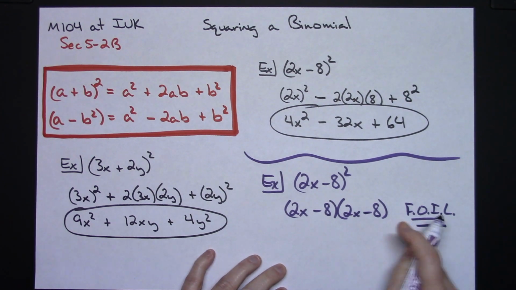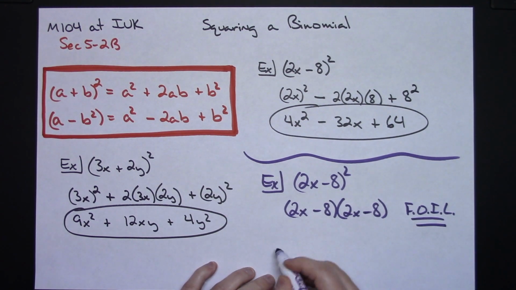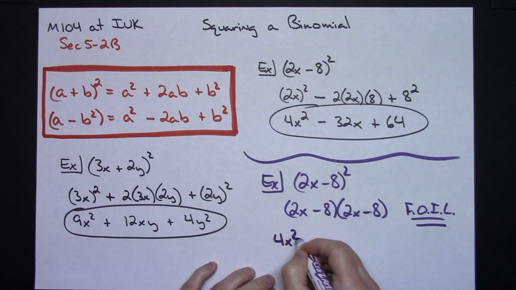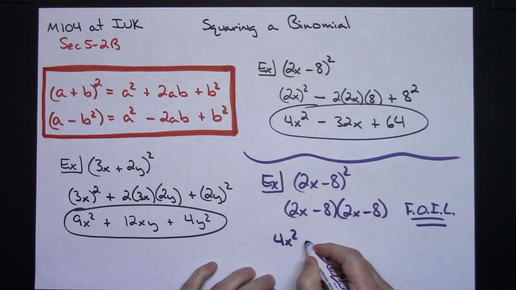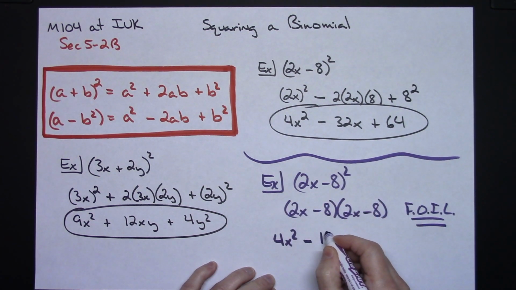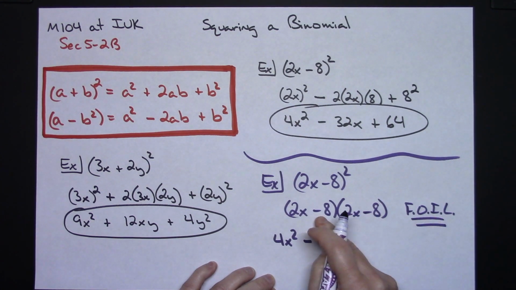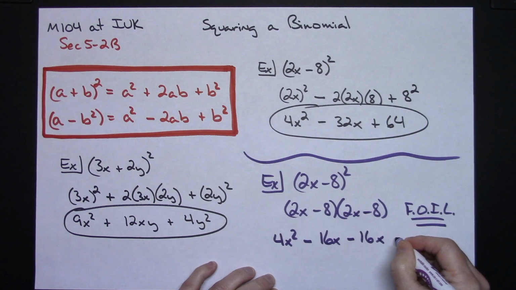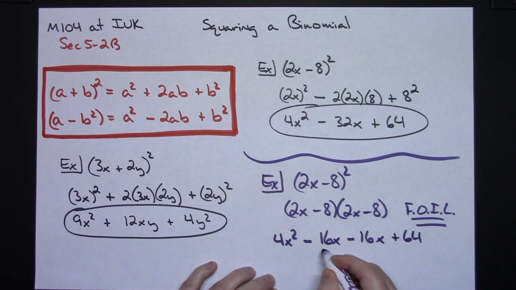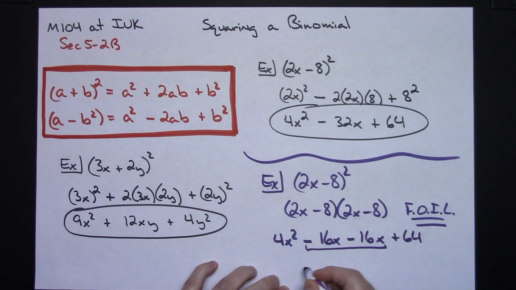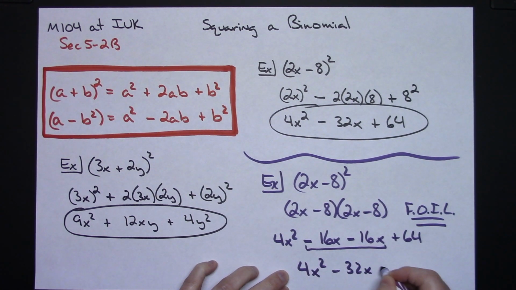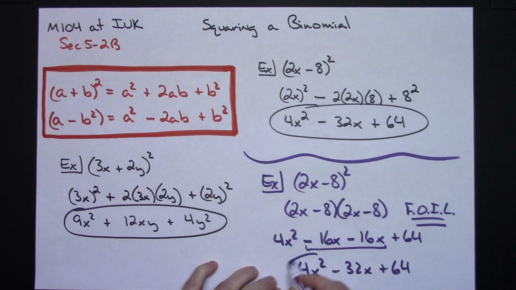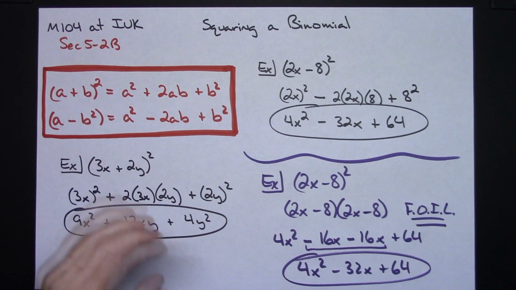Alright, but if I do it in this manner, multiplying the first terms, I'm going to get a 4x squared. Multiplying outside terms, I'm going to get a minus 16x. Inside terms, minus 16x. Last terms, plus 64. Putting those two middle terms together, I get the 4x squared minus the 32x plus the 64, which is exactly the same answer that we got by using the formula.